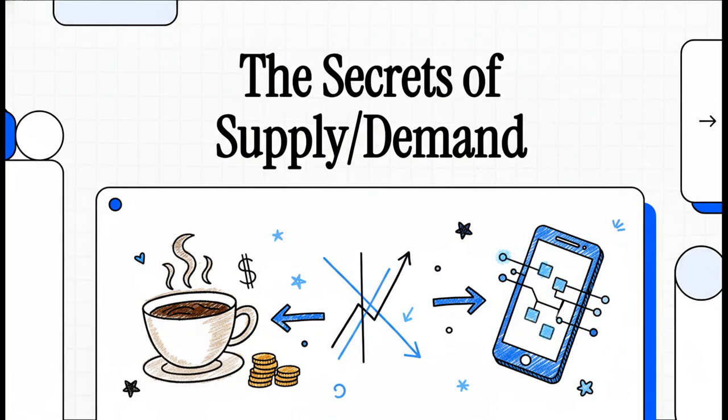Welcome to The Explainer. Today, we are pulling back the curtain on the invisible force that sets the price of literally everything you buy, from your coffee to your car. It's called supply and demand, and trust me, once you get it, it's like having economic superpowers.